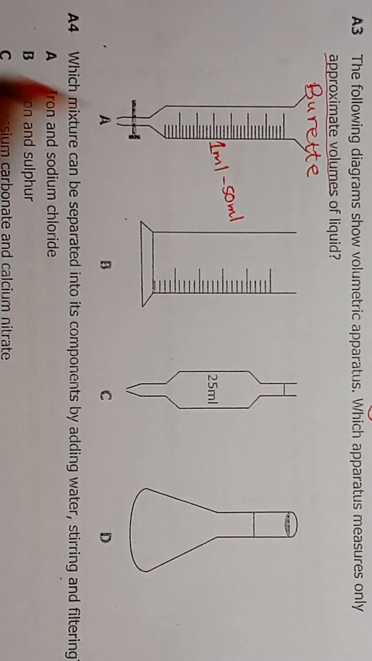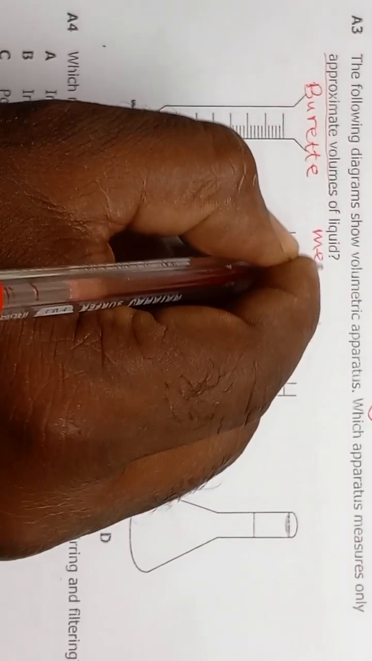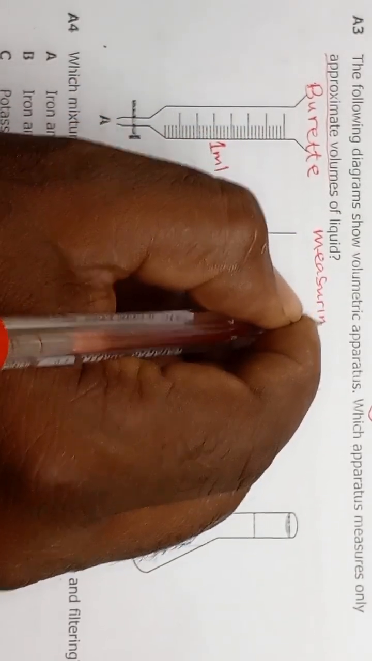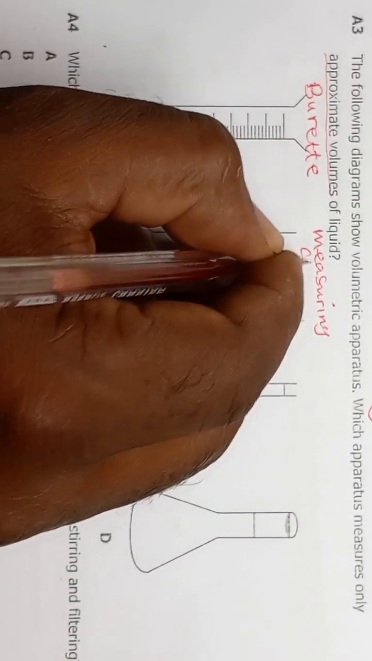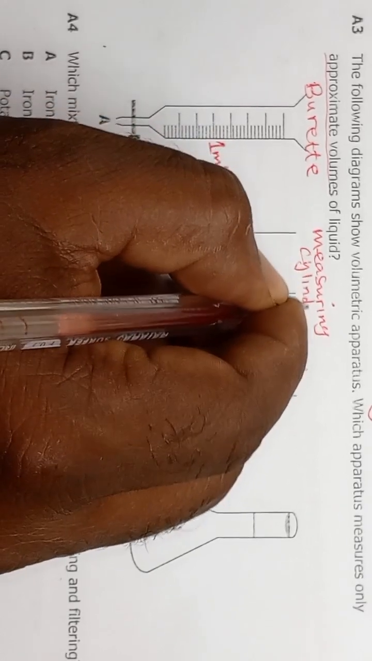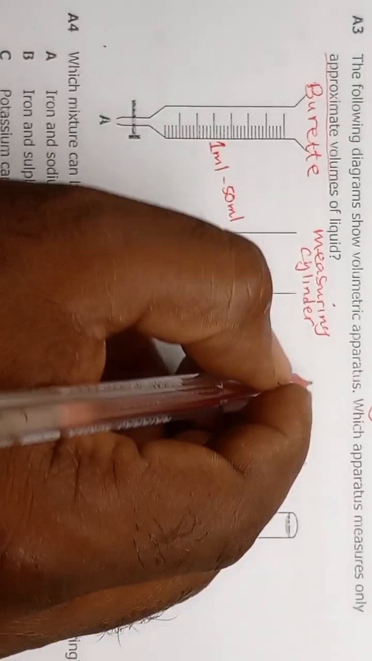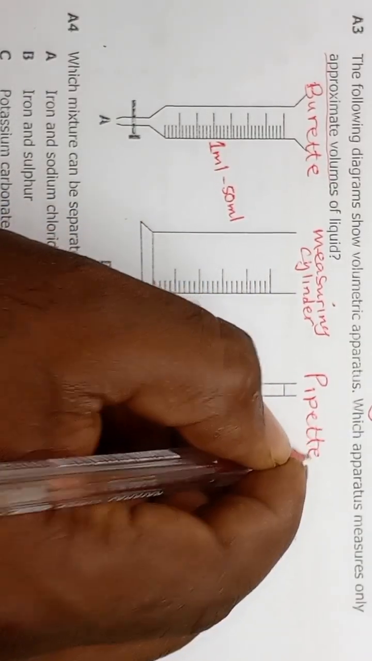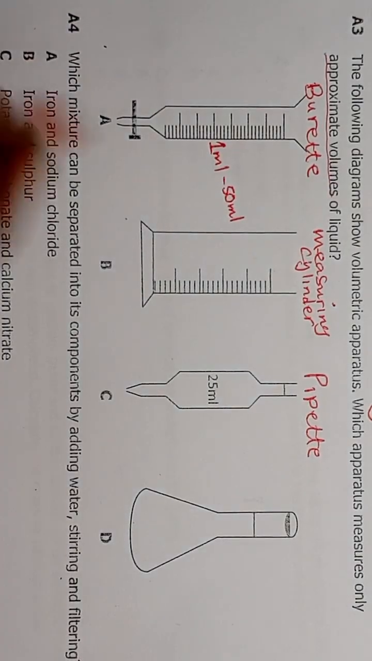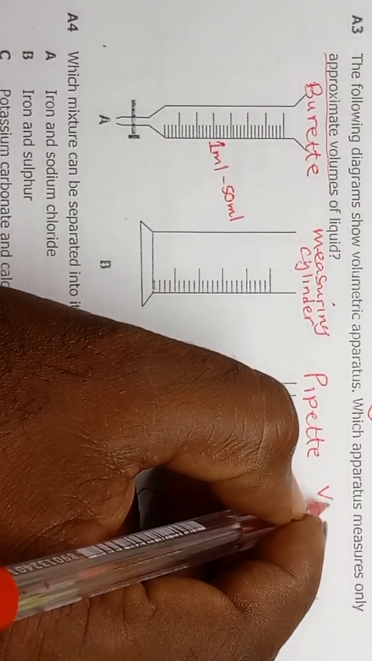Option B, it is a measuring cylinder. Option C, it is a pipette. Option D, it is volumetric flask.